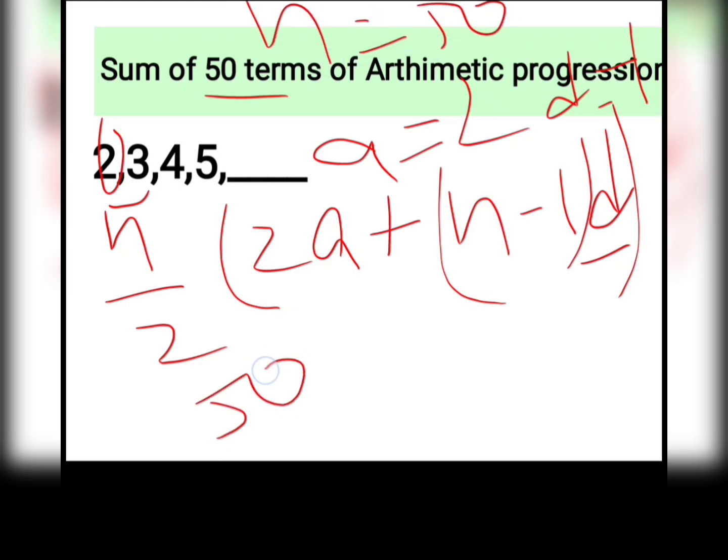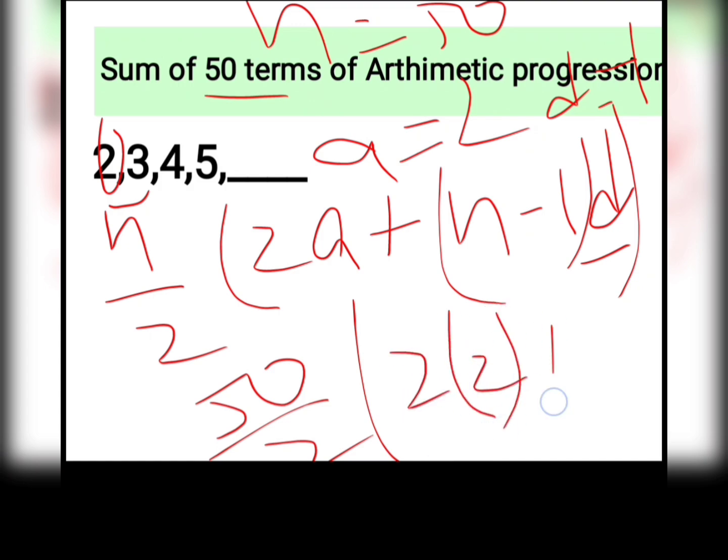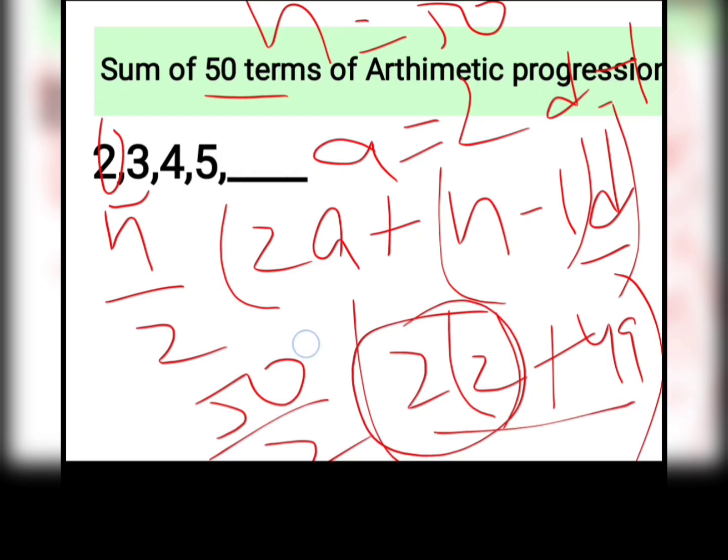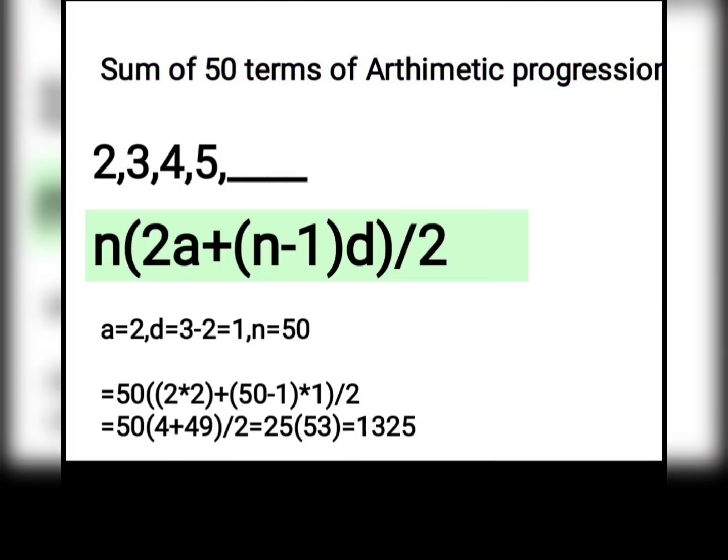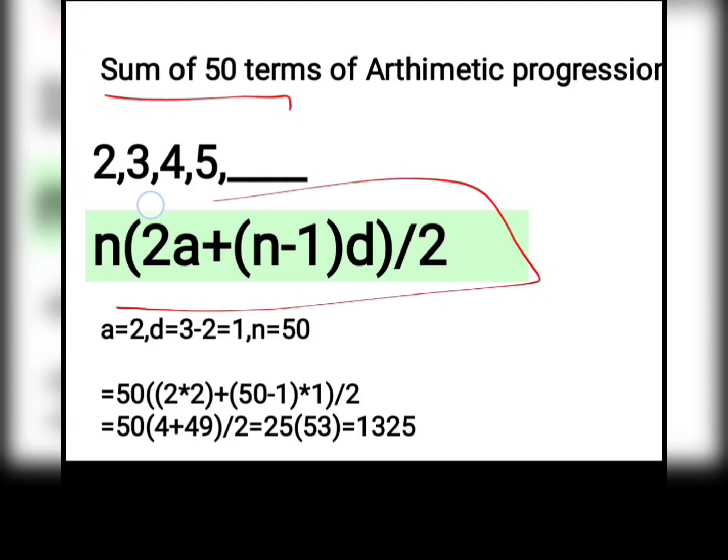So I am substituting this in this formula. I am getting 50 by 2 into 2 into a, which is 2, plus n is 50, 50 minus 1, 49, into the common difference, which is 1. 49 into 1 is 49. 2 into 2, 4. 49 plus 4 is 53. 53 into 50 by 2, which is 25. 53 into 25 is 1325. So to calculate the sum of n terms, you use this formula.